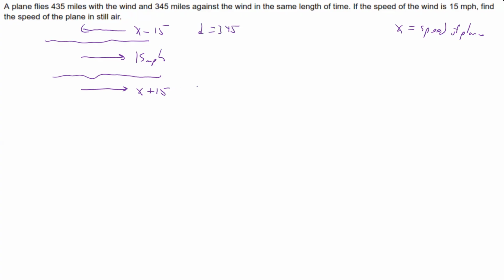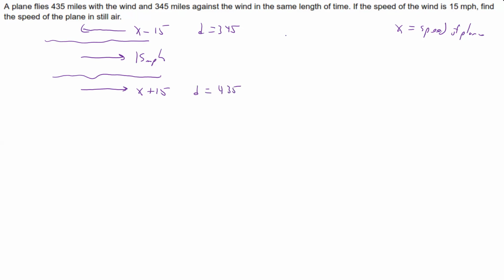with the boat. The wind is blowing this direction and it's going 15 miles per hour. So when we go against the wind, it's going to be our rate. So let's say x is equal to the speed of the plane. Then this is going to be x minus 15. And then when we go with the wind, it's going to be x plus 15. Now, against the wind, it can only go 345 miles, but with the wind, we can go 435 miles.